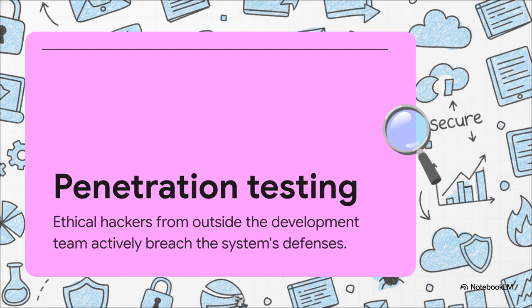Second, we have penetration testing. Now, while experience-based testing looks for the flaws we already know about, penetration testing is all about finding the ones we don't. For this, you bring in ethical hackers who sit completely outside your development team. Their one and only objective: actively breach the system's defenses.